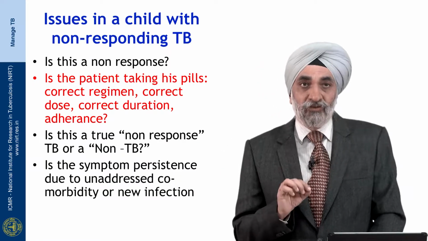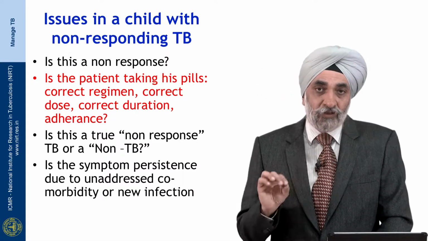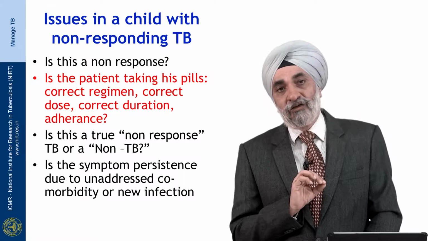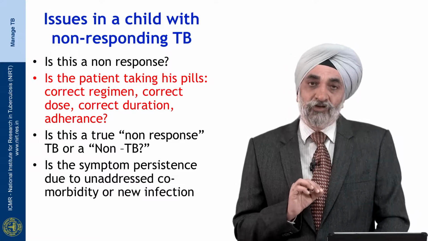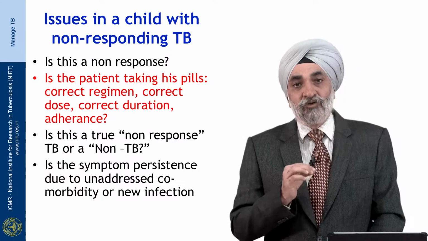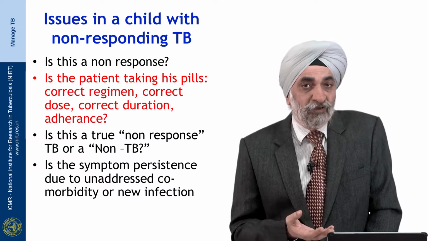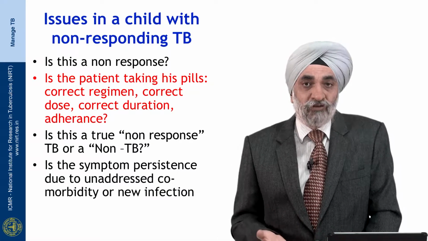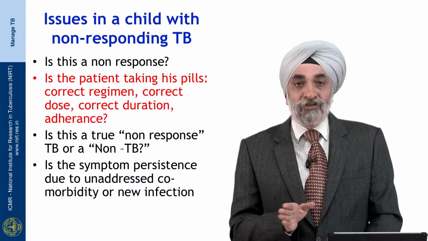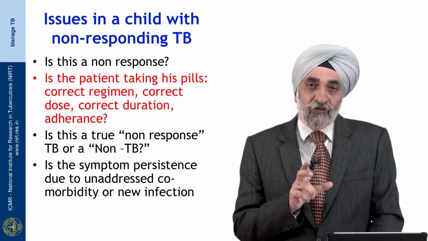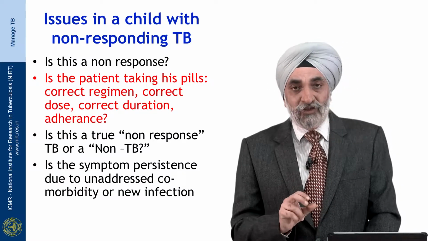Once you have done that, and you are sure that your alternative diagnoses are dealt with, then the other reason for a non-response could be an unaddressed comorbidity. The child could have some other infection, or may have cough because of bronchiectasis or wheeze, which may be unaddressed while you are just giving ATT. So, once you deal with those, the symptoms may disappear.